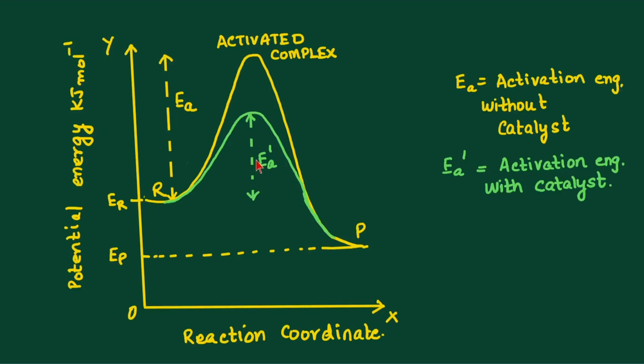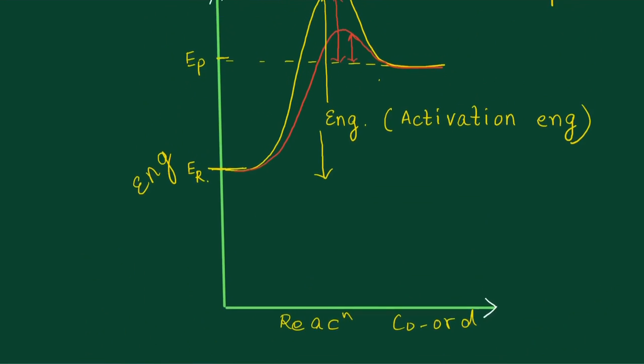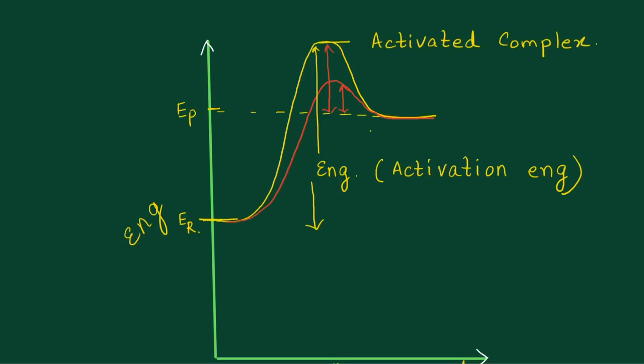Now if you notice over here, your EA dash is lower than the activation energy required for the reaction, correct? So you had to use less energy in order to understand the reaction. Now notice the difference in the two graphs. In this graph, your EP is lower than ER, whereas in the previous graph that I had drawn, EP was higher than ER.